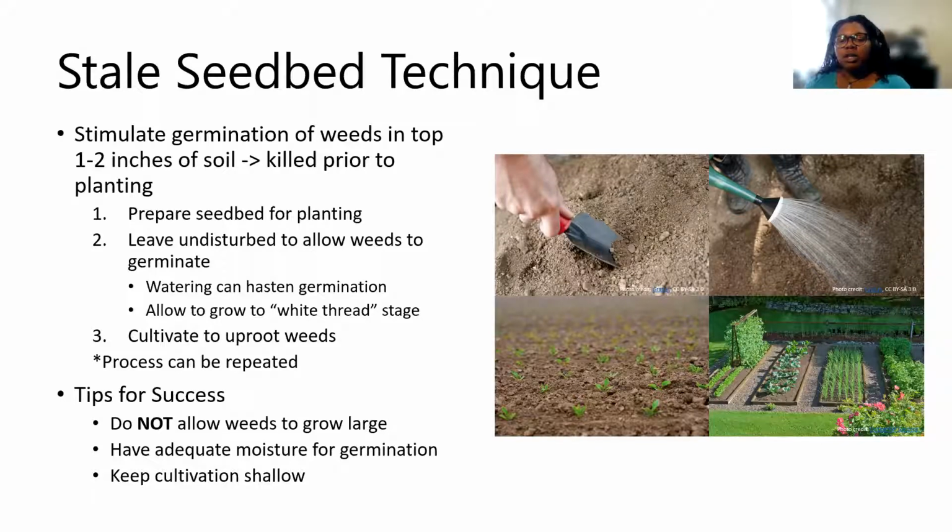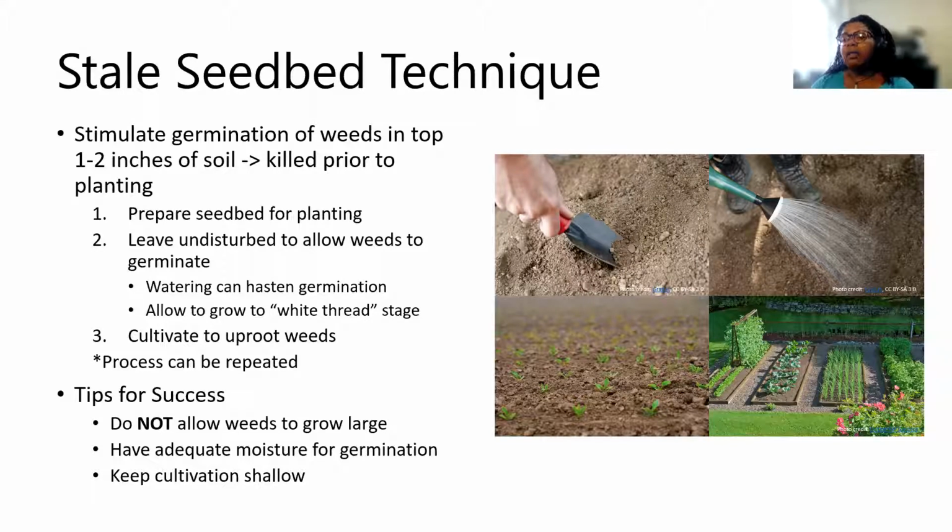The reason why you want to allow it to grow to this stage is because when it's uprooted while it's this small, it desiccates much more easily than it would if it was a large plant. If you leave it to the first true leaf stage or second true leaf stage, that's also good. You just don't want to allow the weeds to get very big, because then it's very easy for them to reestablish, unless you pull the weed and then pick it up and remove it from the site.